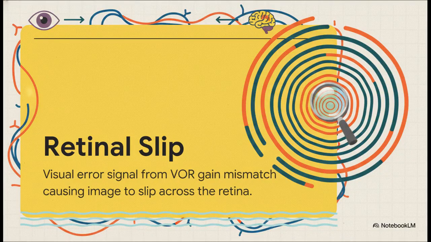And that brings us to the core biological driver of everything we do in this therapy, retinal slip. Retinal slip is simply the visual error signal created when the VOR gain is mismatched to head velocity, which causes the image to literally slip right across the retina. But here is the massive paradigm shift we need to make. Retinal slip isn't just an annoying symptom that we're trying to avoid. Actually, it is the essential biological error signal that the cerebellum absolutely must receive to drive neuroplasticity.